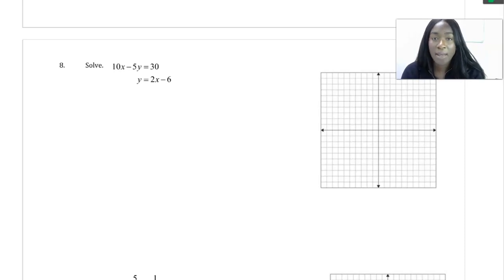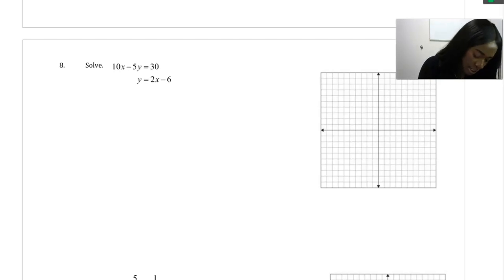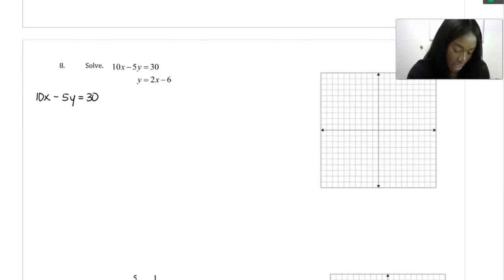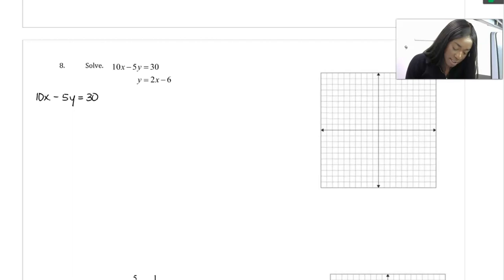Here's example 8, another system that is perfectly set up for us to jump right in using substitution because the second equation is already solved for y. So I'm going to substitute it into the first equation. So the first equation, we have 10x minus 5y is equal to 30. I am going to replace the y in that equation with 2x minus 6 because I know that's what y is equal to.